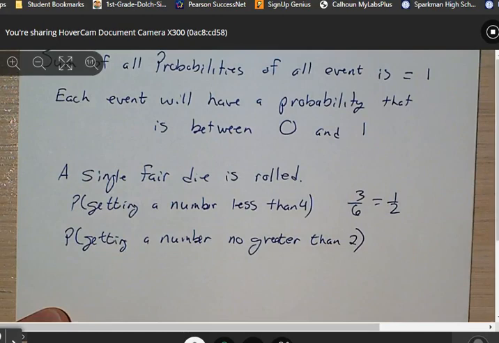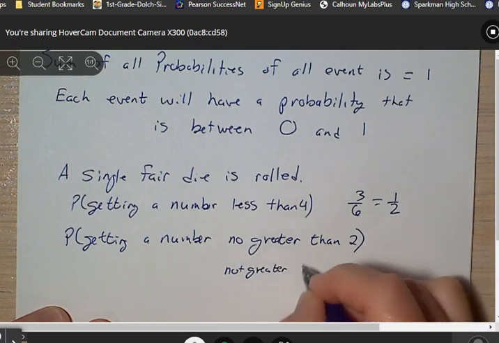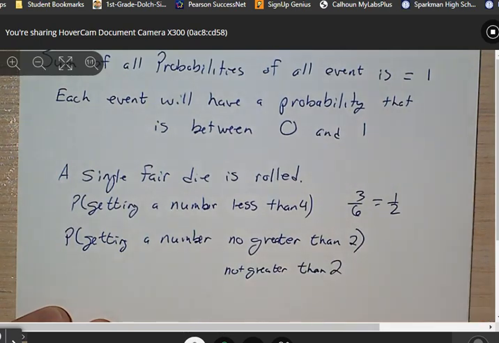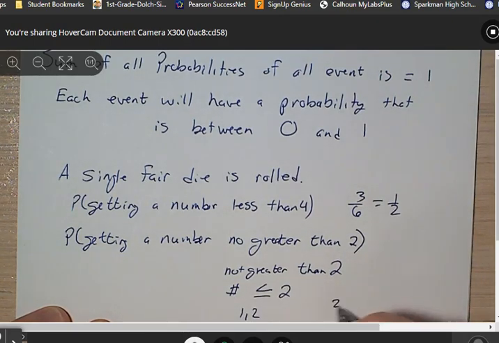So when I start putting the "no" in there, that's when you have to stop and think about what they're doing. This one, if it's a number less than 4, it's pretty straightforward. If it's no greater than 2, which means it's not greater than 2, so if it's not greater, that means it could be less than or equal to 2. So if it's less than or equal to, that could be a 1 or a 2. So that would be 2 out of 6, which would be 1/3.